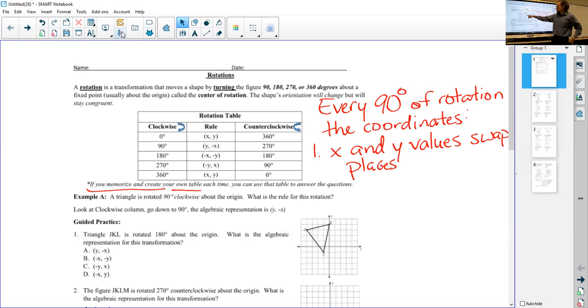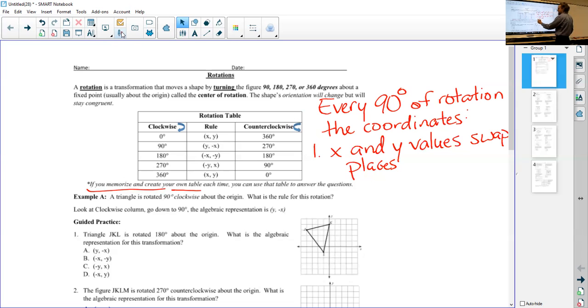If you look at the rules, you see at 0 degrees you have xy, that's your original. We go to 90 degrees, see instead of xy now it's yx. That's what we mean here. So every time you go 90 degrees of rotation, x and y switch places. And so if you follow the rules down, you see it goes xy, yx, xy, yx, xy. Okay?